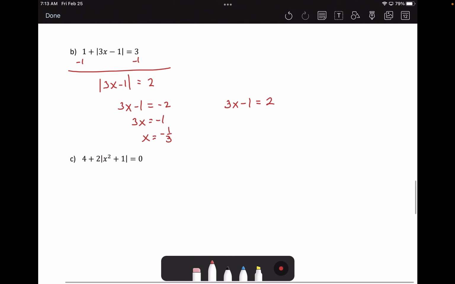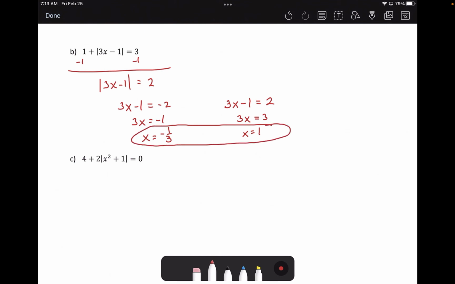On the right equation, again, we'll add 1 to both sides and divide. X is equal to 1. It's a good idea to check these, but we don't have to. Absolute value equations will not generate extraneous solutions.